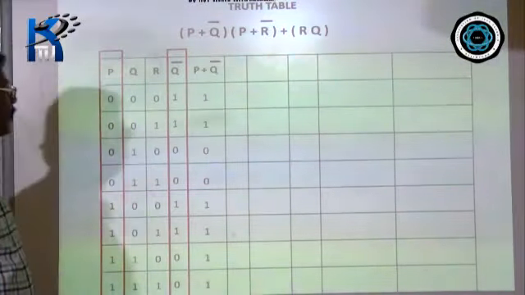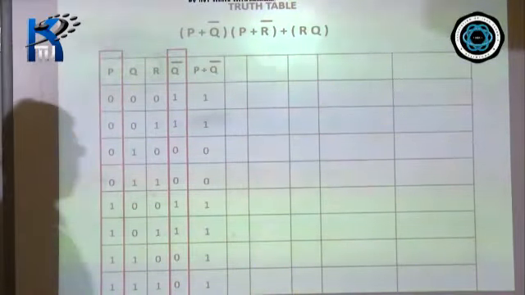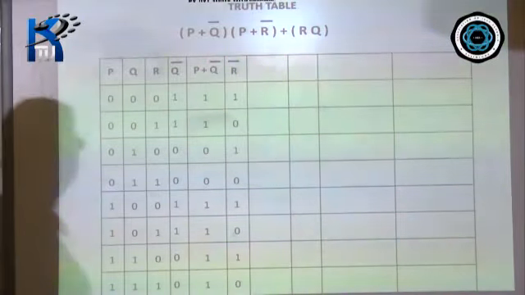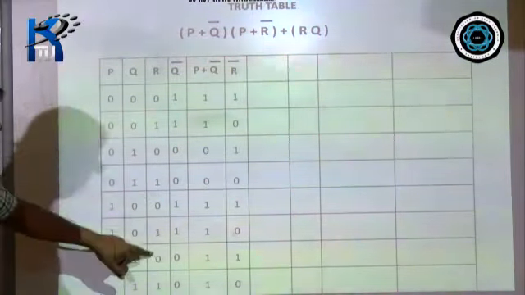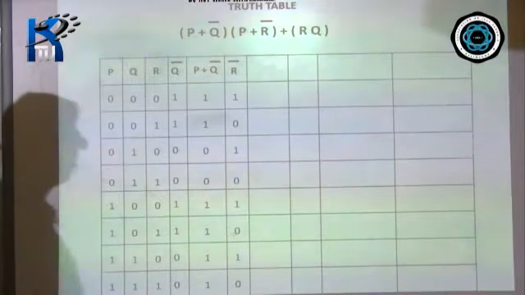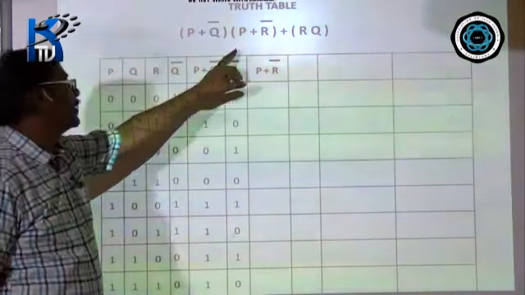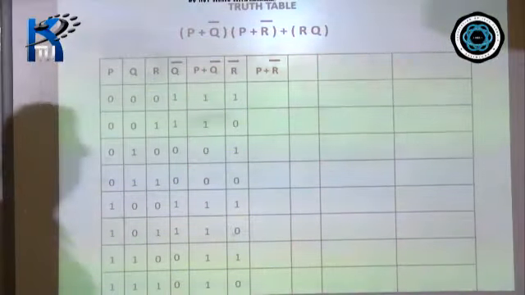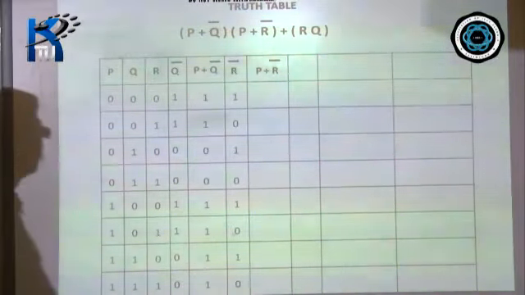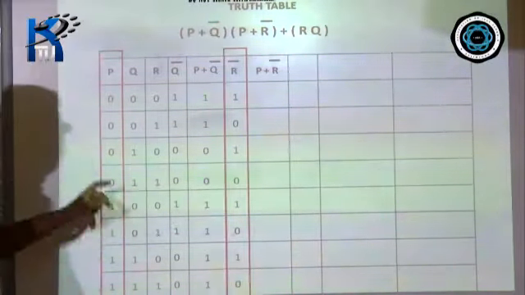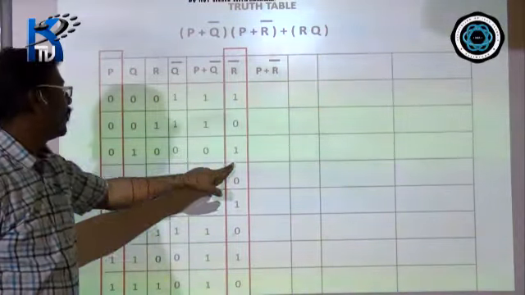Now we move to the next one, P plus R complement. In that, first we need to solve R complement, so reverse of R. R is 0 1 0 1 0 1 0 1. So the complement of that becomes 1 0 1 0 1 0 1 0. Now that we have got R complement, we will solve what is within the bracket, that is P plus R complement. P is this column, R complement is this column, so we will be concentrating only on these columns.